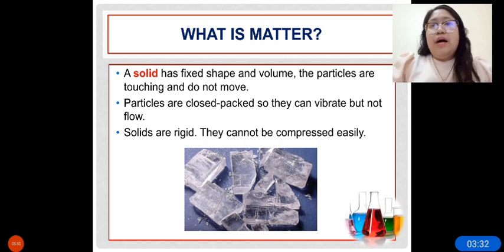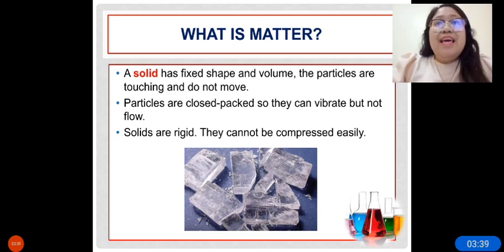Now, let's talk about solids. We know that when we hold an ice cube, it stays in its ice cube shape and doesn't just start flowing through our fingers like water would, right? So that's because ice cubes are solids. And solids have a fixed shape and volume. This means they don't change their shape or size unless we do something to them, like cutting them or melting them.